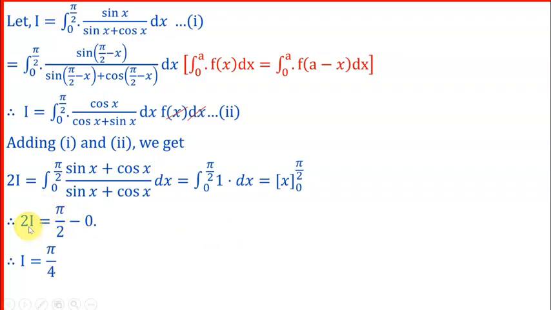and hence I is equal to pi by 4. 2 is multiplied here. If we take 2 to the right hand side, it will multiply with the 2. Therefore, 2 into 2 is 4. Therefore, I is equal to pi by 4. Okay, and this is the answer.